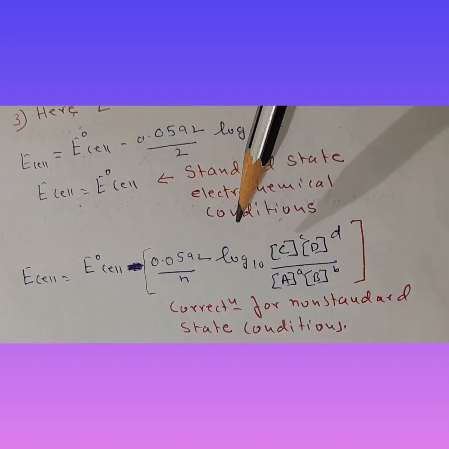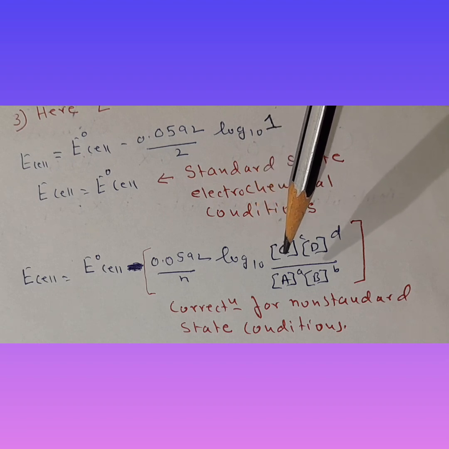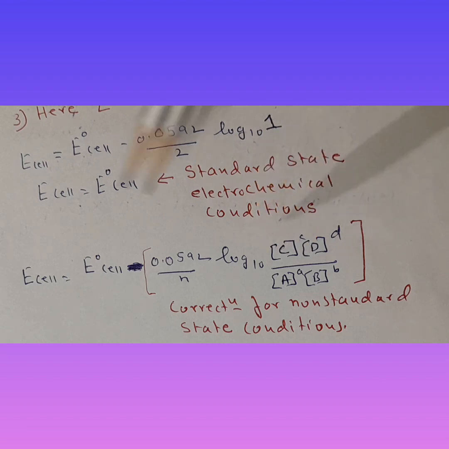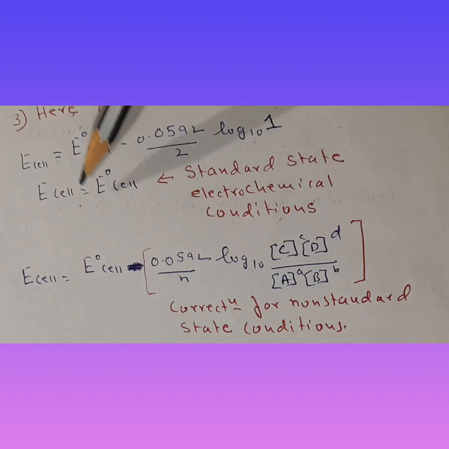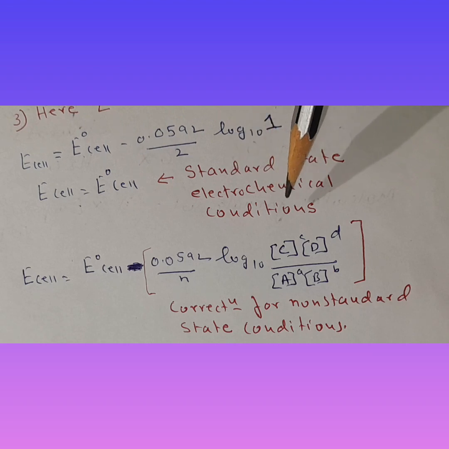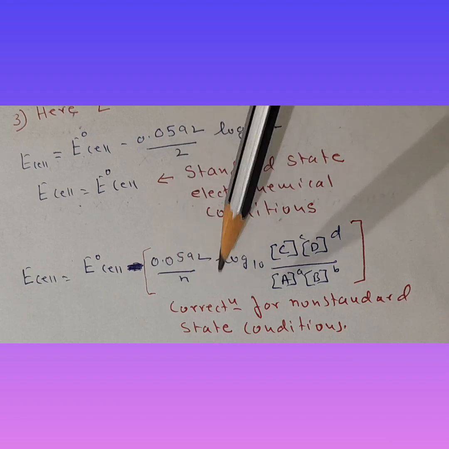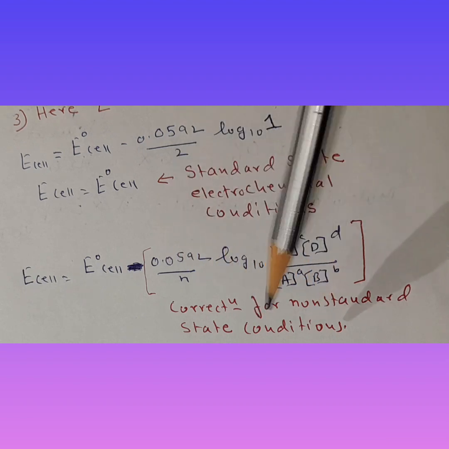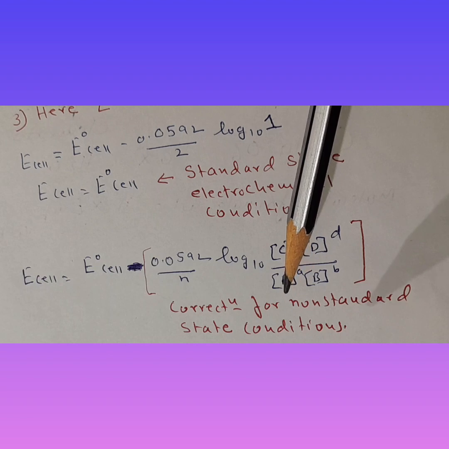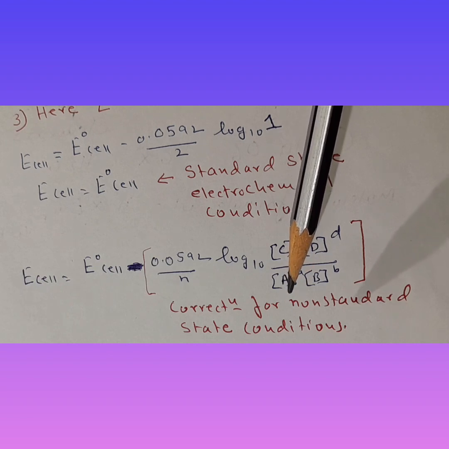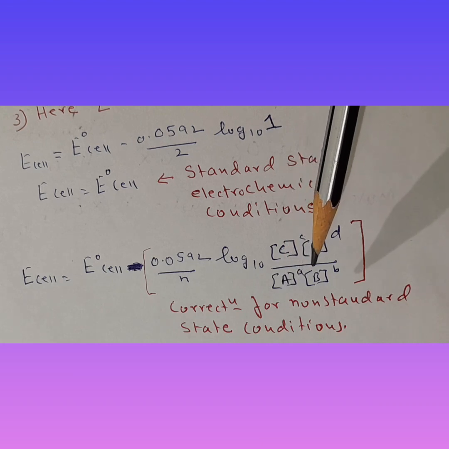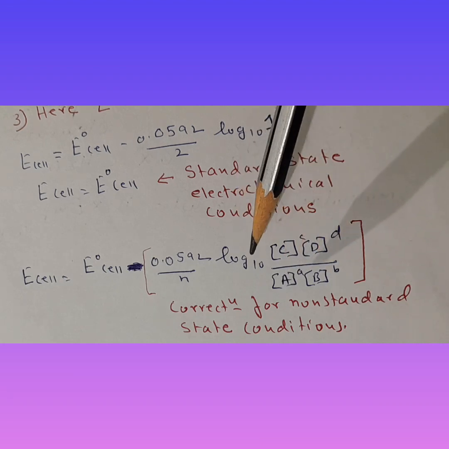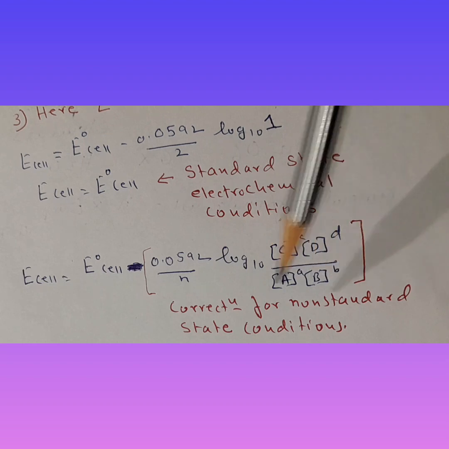Now let us get into a numerical where we are changing values of concentration. Again, the same Nernst equation. Another thing I wanted to inform you is that this was the standard state electrochemical condition, and this was the correction for non-standard state condition. Non-standard state in the sense that maybe the reaction was done at a different temperature, maybe not at the same pressure, or the concentrations were different. That's why we call it non-standard state condition.